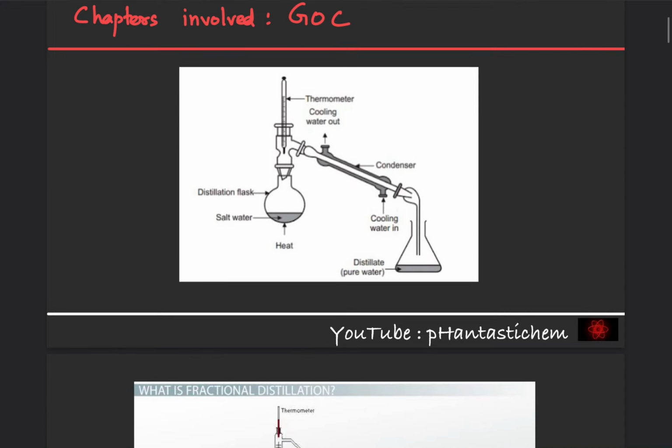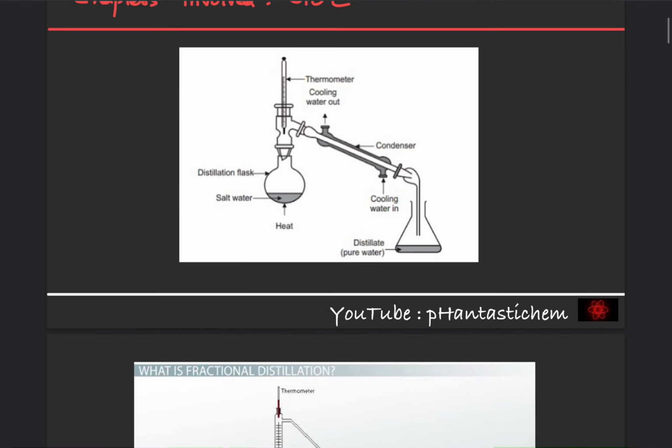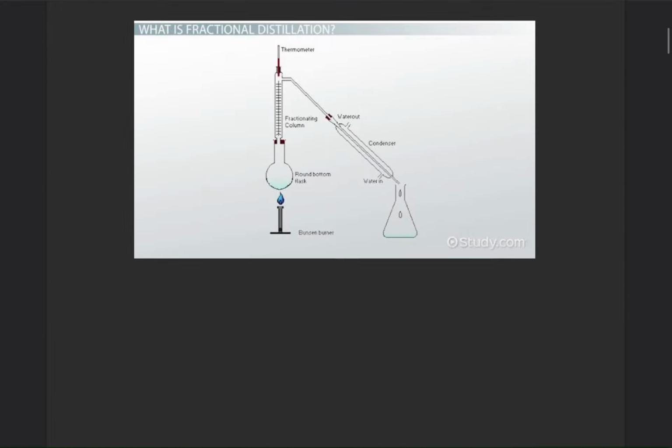And before we talk about fractional distillation, it is important to understand simple distillation. So this is the apparatus for simple distillation, and this is the apparatus for fractional distillation. Okay. So simple distillation involves conversion of a liquid into vapors by heating, followed by condensation of the vapors, thus produced by cooling. Okay. So that is the whole mechanism of simple distillation.